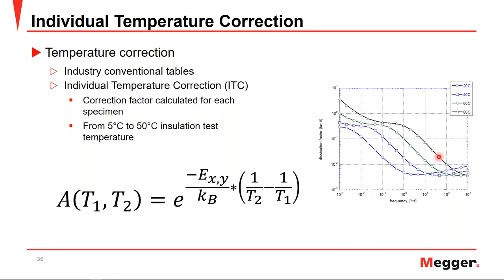So if we utilize the narrowband dielectric frequency response that we showed on the previous slide, and we already have the frequency sweep, then we can translate that to a shift in temperature, allowing us to accurately correct the measurement to 20 degrees C, anywhere between the ambient temperature of 5 to 50 degrees C.